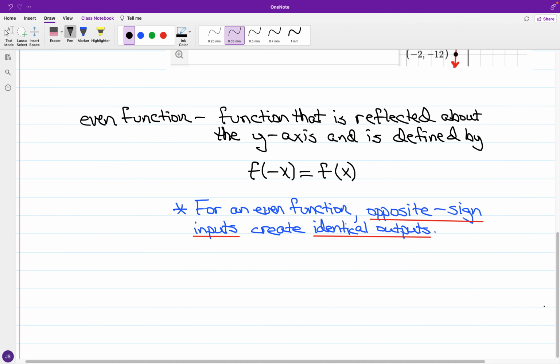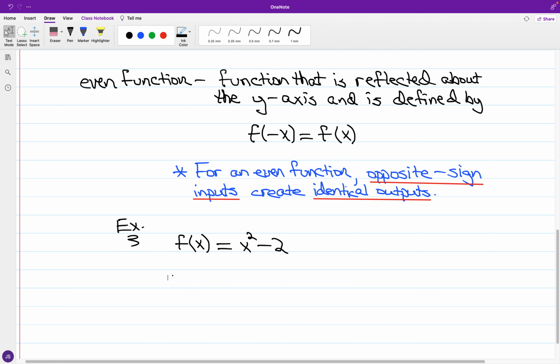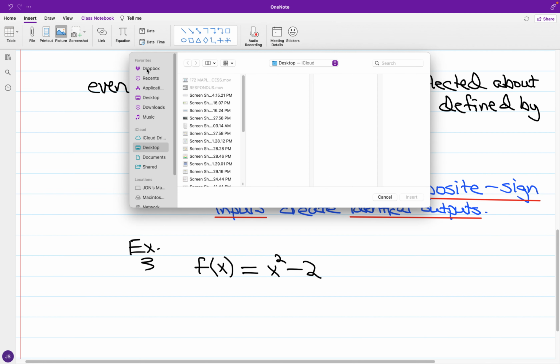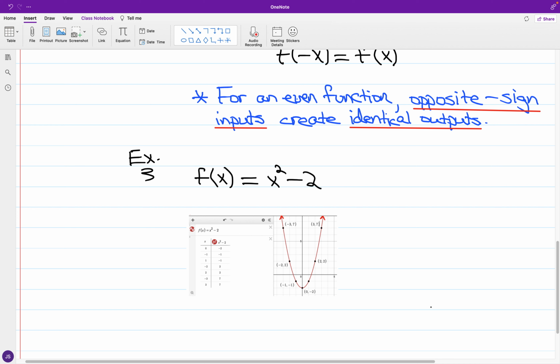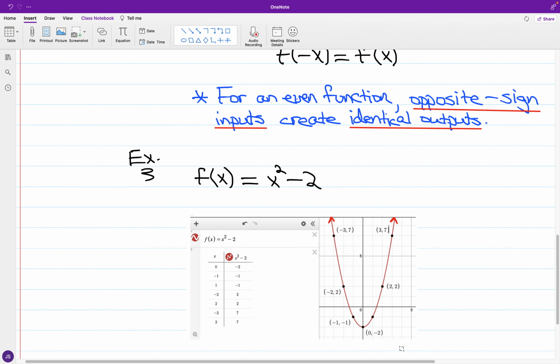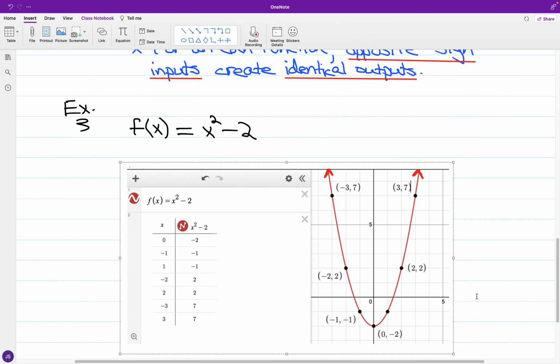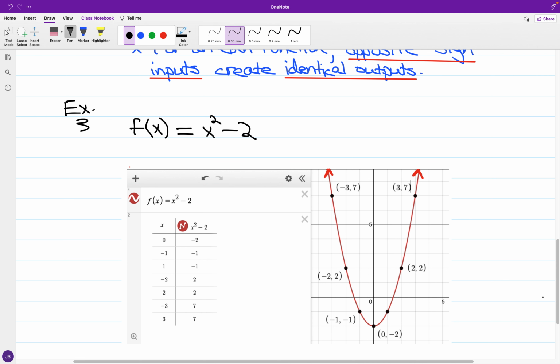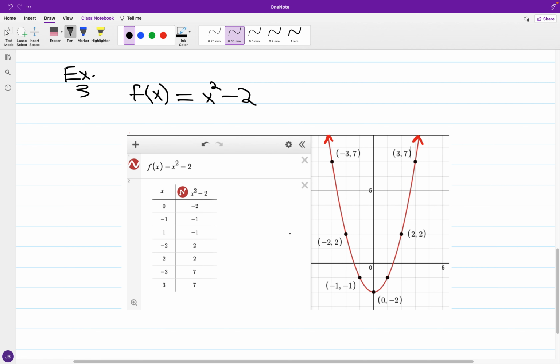And we can take, as an example of an even function, f of x is equal to x squared minus 2. The type of graph this is going to be is a parabola. Again, f of x, another way of saying y, is equal to x squared minus 2. And this time, we have symmetry not with respect to the origin, but both halves mirroring each other about the vertical or y-axis.